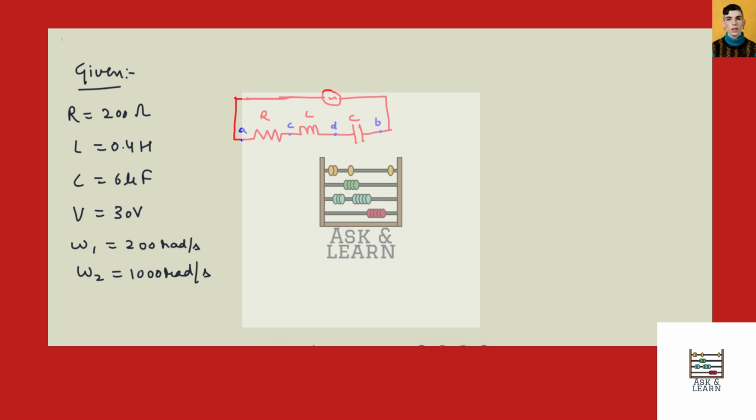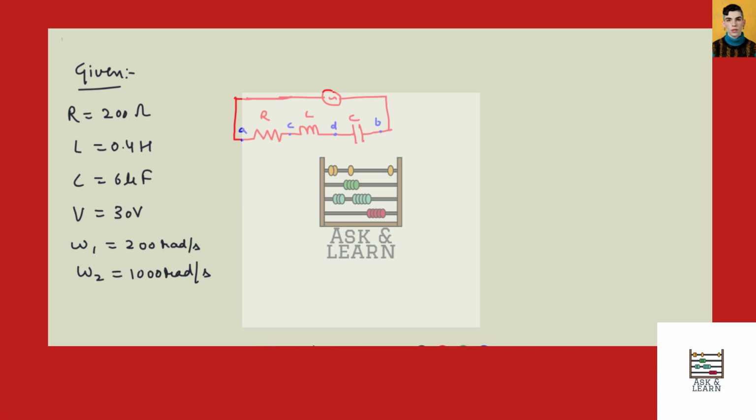Welcome to problem number 31.40, chapter 31, alternating current. In this question, we are given an LCR circuit. All the components are connected in series with an AC source. So we have inductance equals 0.4 Henry, resistance equals 200 ohm, capacitance equals 6 microfarad, and voltage equals 30 volt.